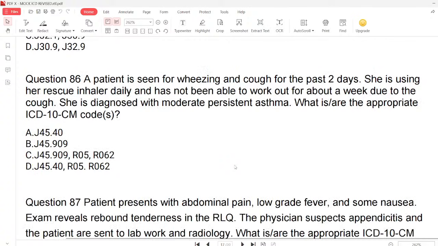86. A patient is seen for wheezing and cough for the past 2 days. She's using her rescue inhaler daily and has not been able to work out for about a week due to the cough. She is diagnosed with moderate persistent asthma. What is the appropriate code?